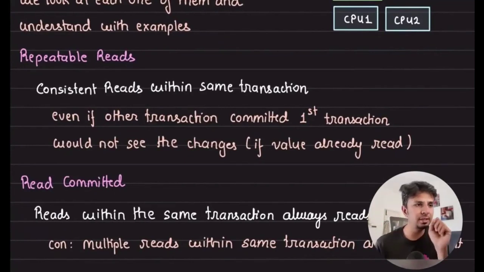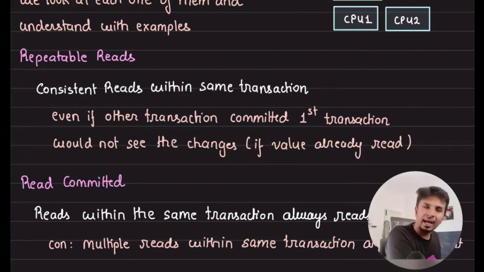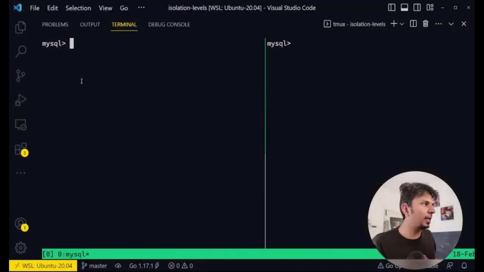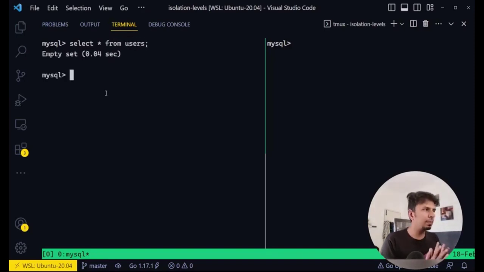Now, repeatable read is really interesting. What it does is give you consistent reads within the same transaction. Let me take an example, writing actual queries, to help you understand what that is all about. Here I have created a very simple database. If I show you, select star from users, I've created a simple users table.